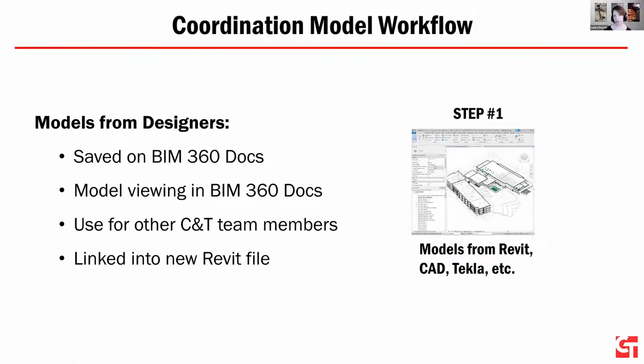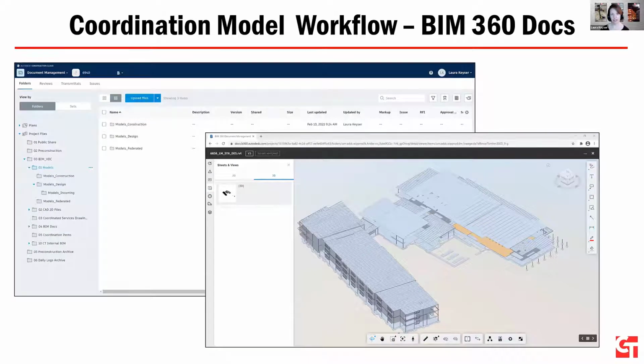So step 1 for us is to get models from the design team. I know Kevin talked a little bit about 360 docs. We are using that too to store our files. We have found some advantages to that. One is that other team members outside of VDC can actually view that, and it really helps get the model beyond just one specific place. You can see here we're separating it out, and we're still tweaking the structure here as to how we save models.